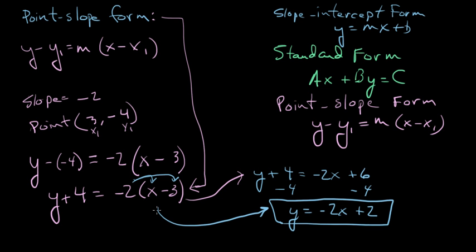Same values. If you graph this one or if you graph this one, you're going to get the exact same line. It's the same relationship between x and y, the same linear relationship. But this is in slope-intercept form. This is in point-slope form. Okay? So, a couple other things.